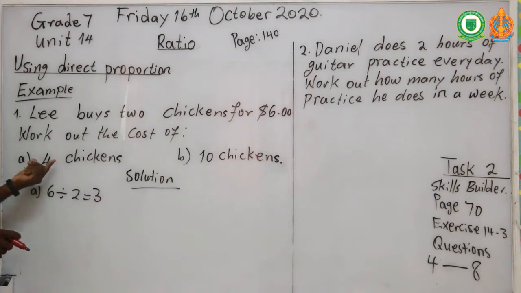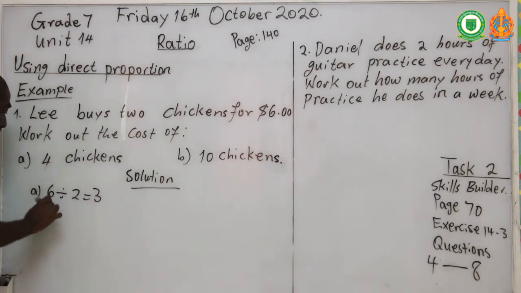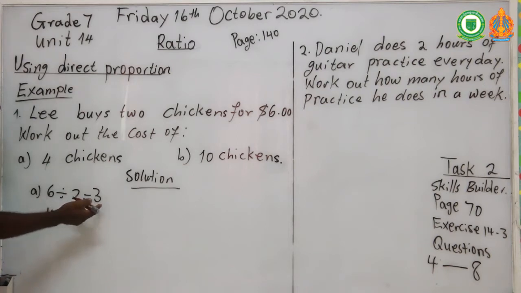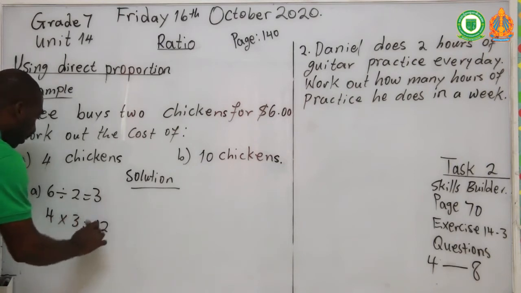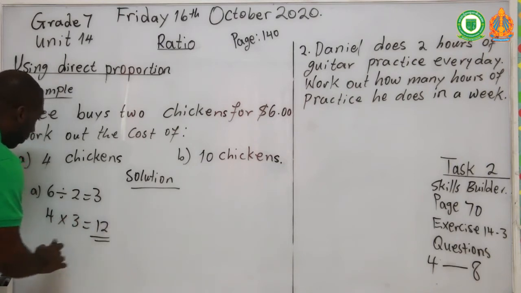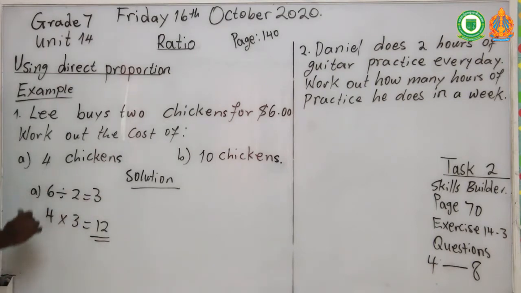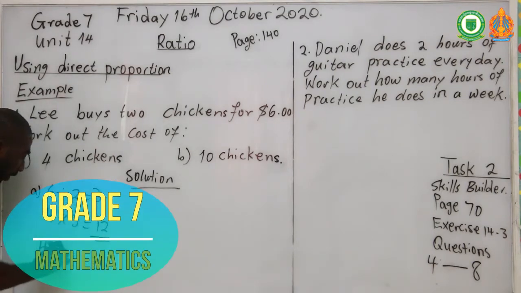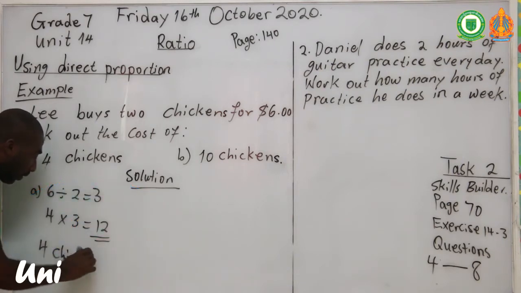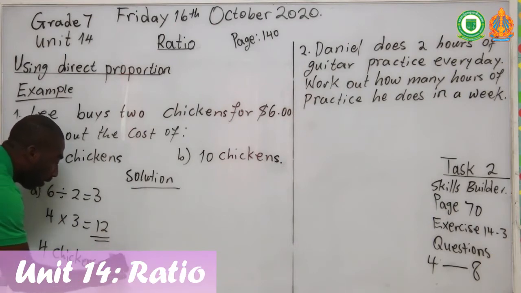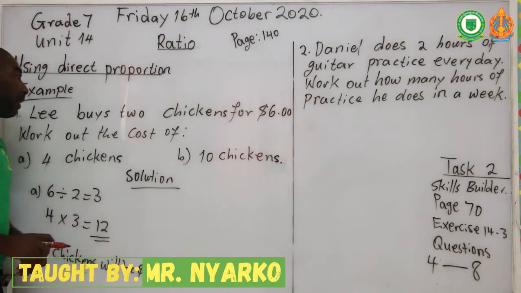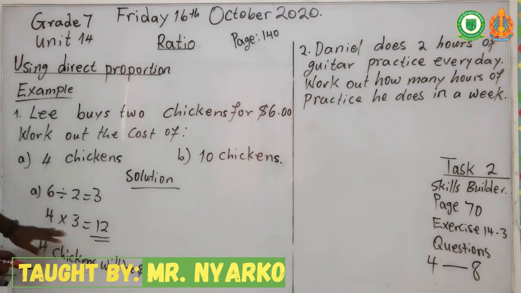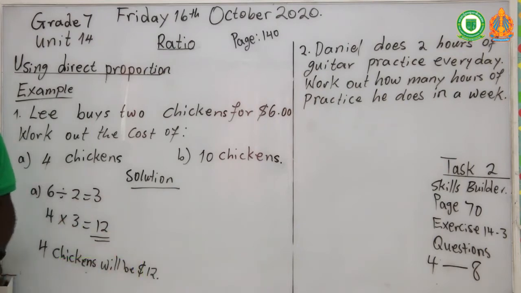Now she buys 4. So you put your 4 here and you multiply by this unit, okay? And then you get 12. So when she buys 4 chickens, it will be $12, okay? When she buys 4 chickens, it's going to be $12.